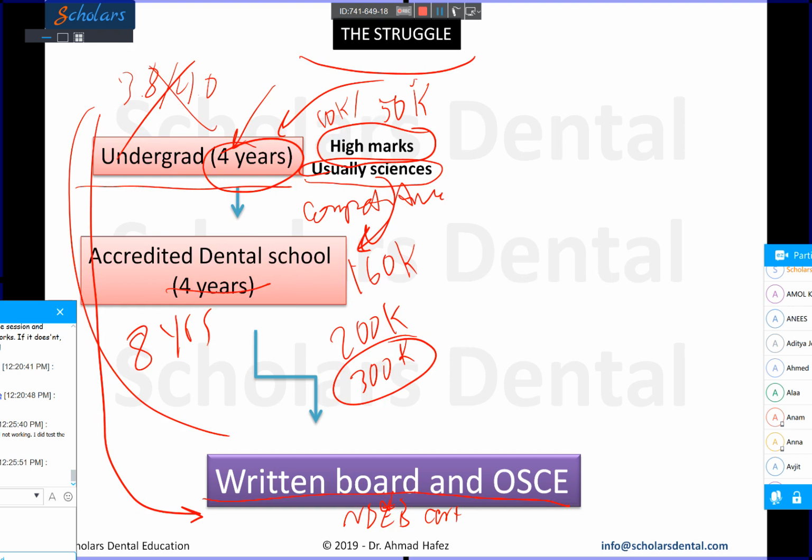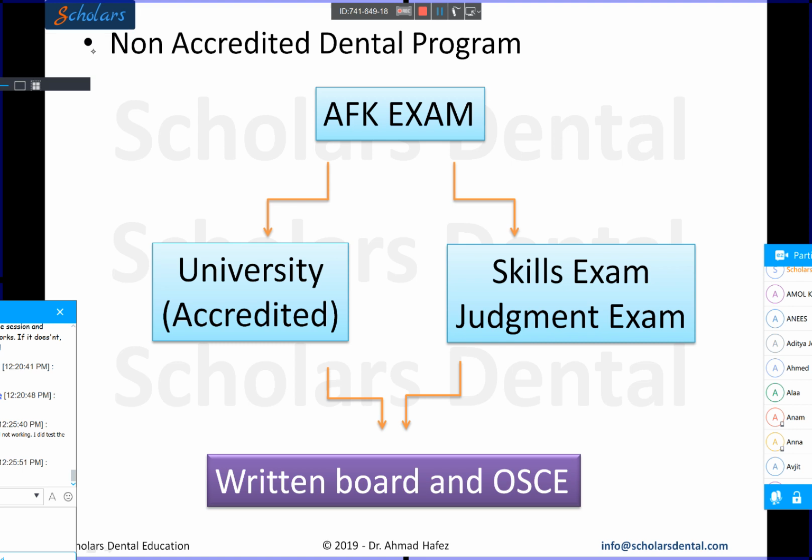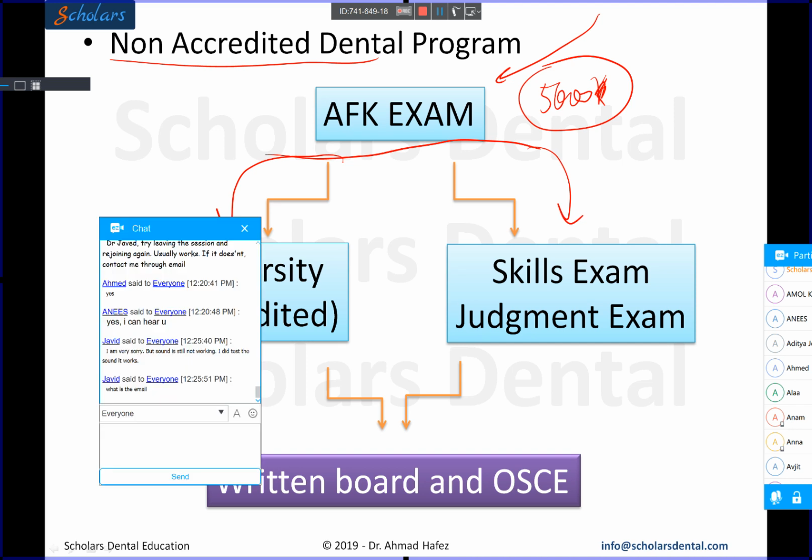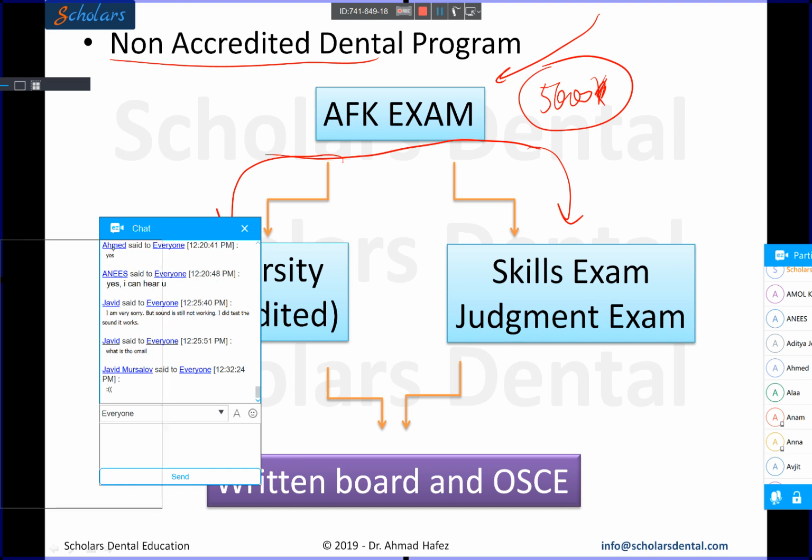Okay, so that's for people studying here. Your pathway as a non-accredited person, all you have to do is take the AFK exam. Yeah, you might need to pay a few thousand for a course and the exam. Okay, you're done. Let's say it'll cost you 5,000. And then after you pass your AFK, you have two routes. You either go through university or you take more exams. There's two paths for foreign trained dentists to become dentists here in Canada. Two ways, okay?